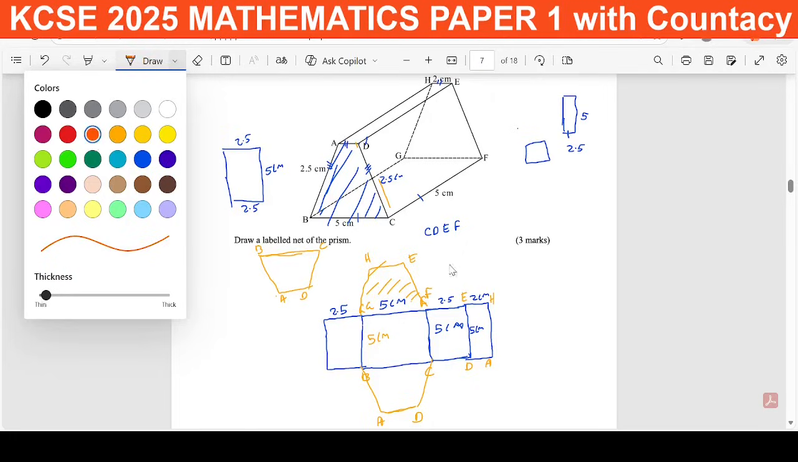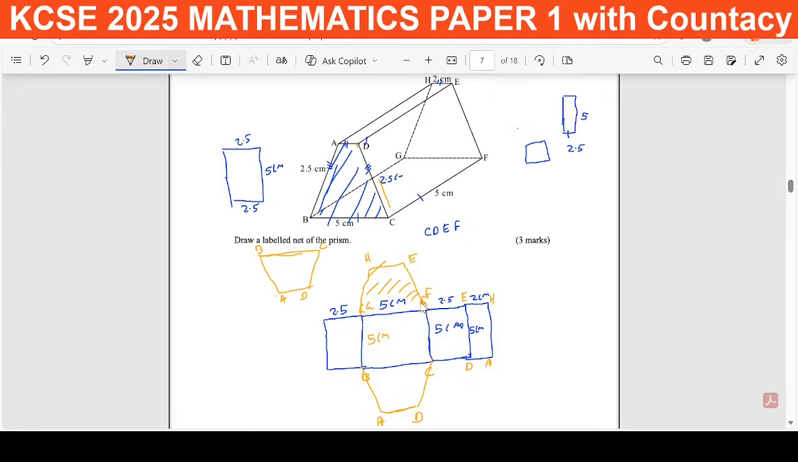You see, what you're really supposed to know is that from F to E, it's supposed to be 2.5 centimeters. Also, this is 2.5, this is 2 centimeters, this is 2.5, this is 2.5, and here is 2 centimeters. So to be able to plot this part is the only one that is likely to give you a small challenge. So what you'll do, this is quite interesting.